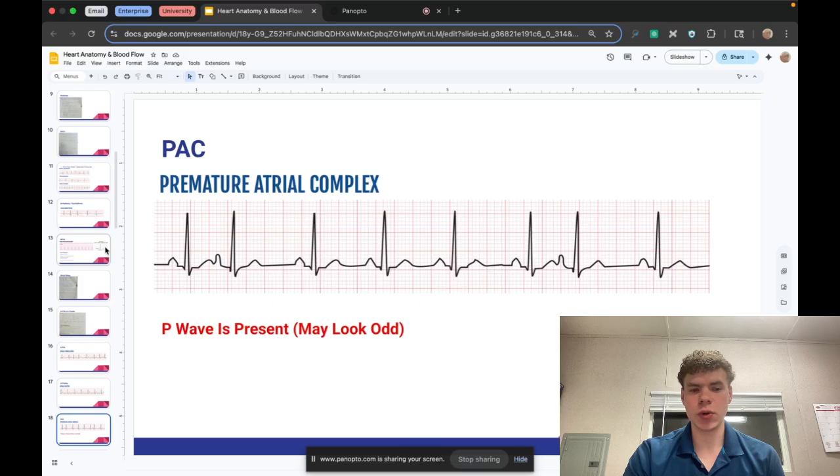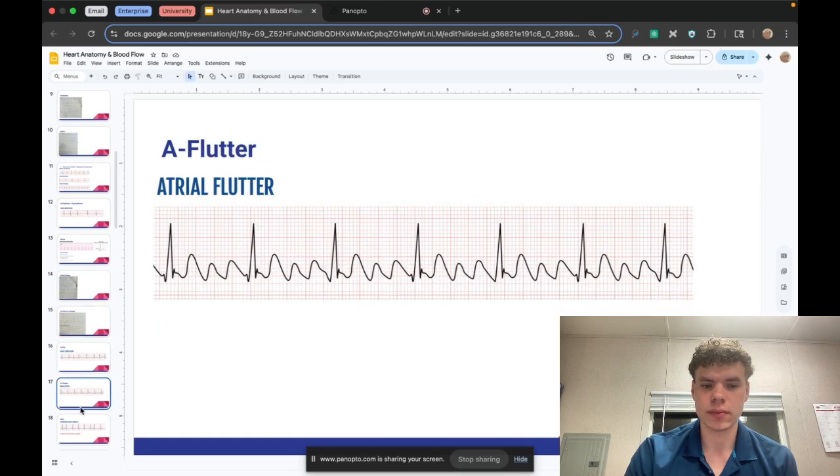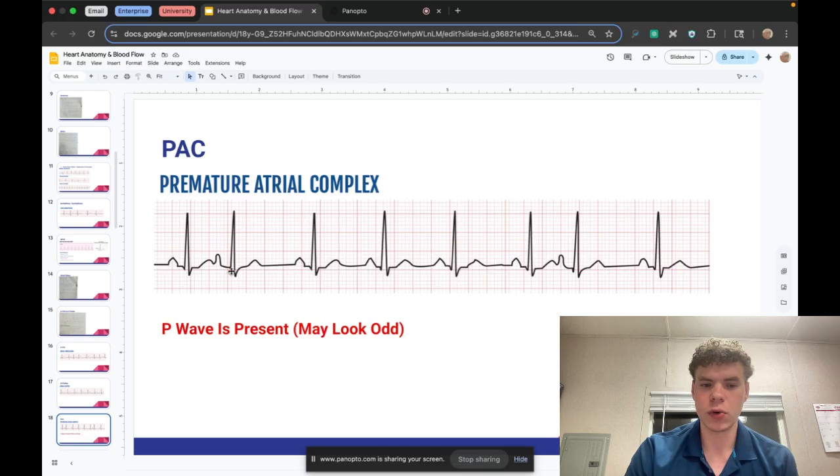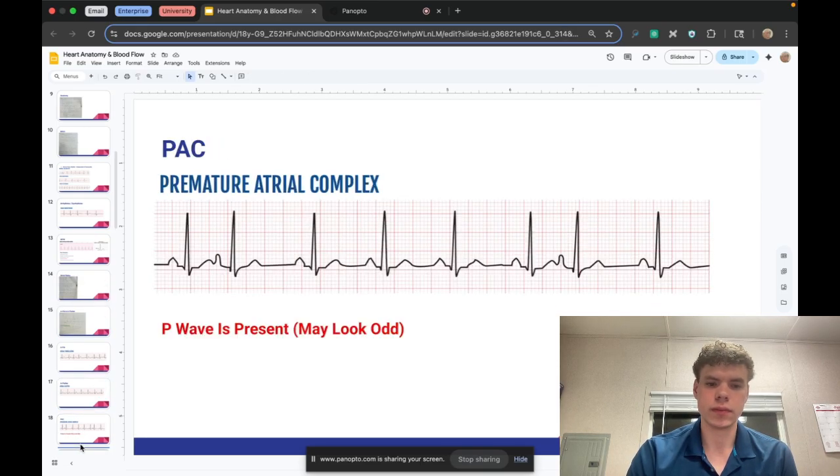So premature atrial complex, if I'm going back here, is an irritable beat in the atria, right? As you can see here, you have your normal heartbeat, and then you have a beat right there. There it is. It goes back to being normal, and then there it is again, right there. A P wave is present, but it may look odd. This is known as a PAC, a premature atrial complex, which is an irregular beat in the atrium, right?